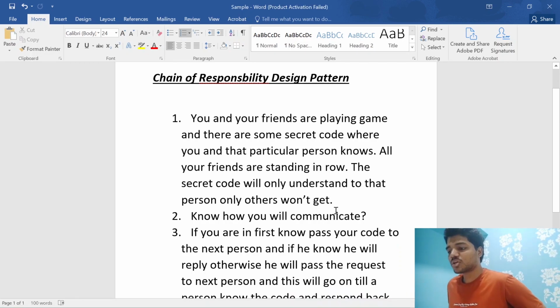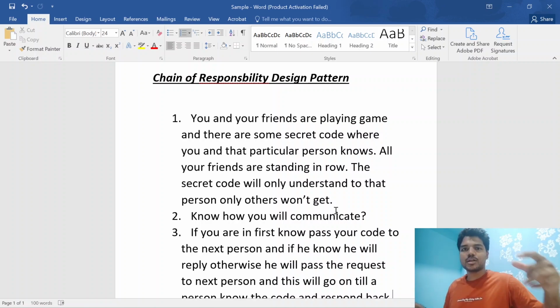Before talking about the chain of responsibility design pattern, let's see how we can simulate this in the real world. Let's say there are almost 10 friends playing a game, and there are some secret codes that only you and that particular person know. All people are in a row. Let's say you are the first person and your friend is the eighth person. Every person has secret codes, but when you tell your secret code to another person who does not own it, he may not know, but he can simply ask the next person whether this is their secret code. If that person doesn't know, they will ask the next person. This chain will keep continuing until the exact person who matches the secret code. This is a small example which I have taken.